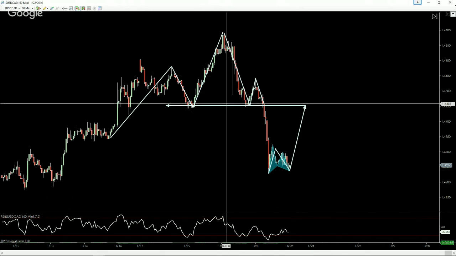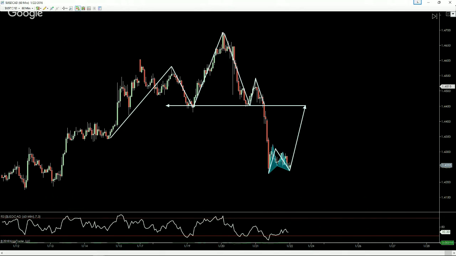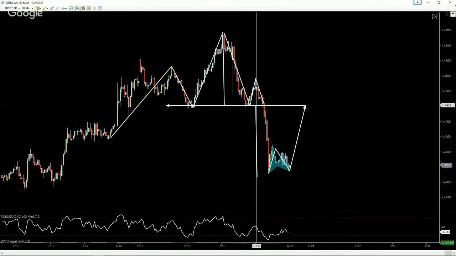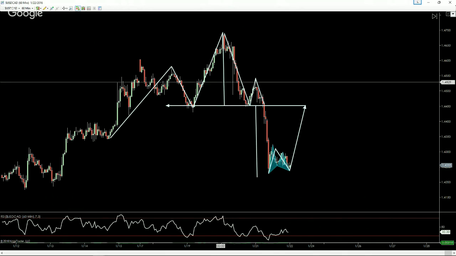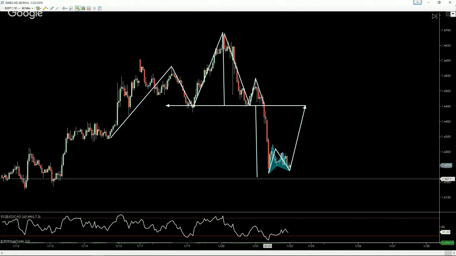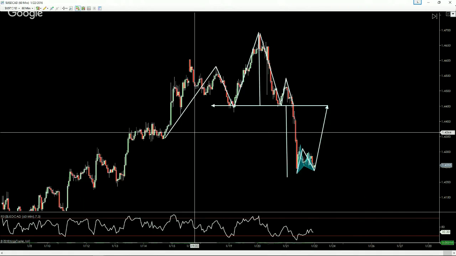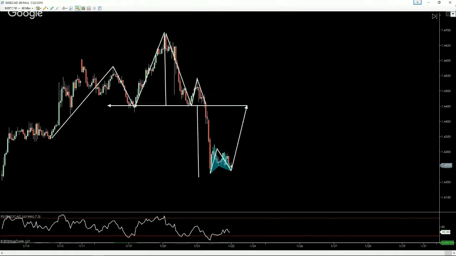Now, naturally, targets on those are usually the same size as from the neckline to the head, and it looks like it's about that area where that double bottom is and where that Gartley completes. That's probably the reason why we have this consolidation right here. So that is the reason why I'm interested in that level.